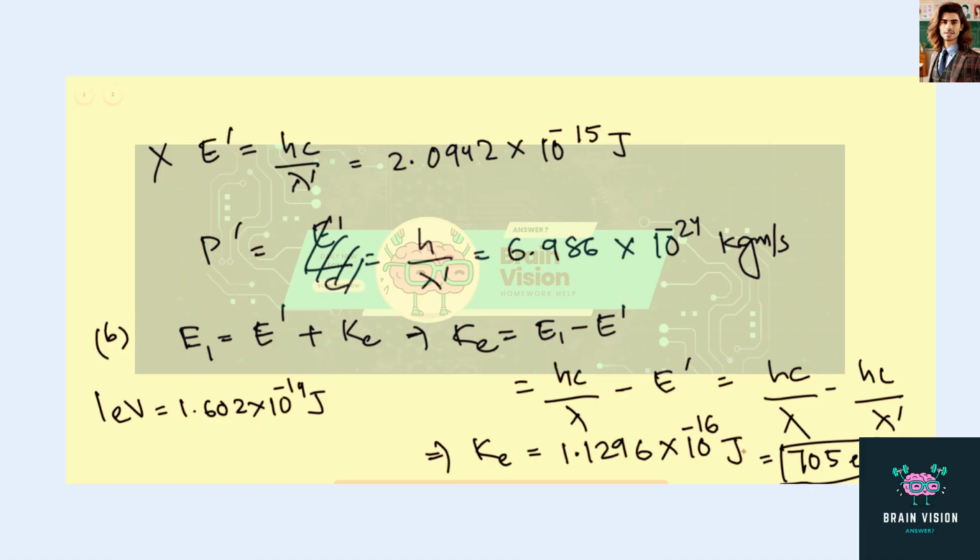So the energy of the incident photon is 13.8 kilo electron volts, and therefore only 5% of its energy is transferred to the electron as the kinetic energy of the electron.